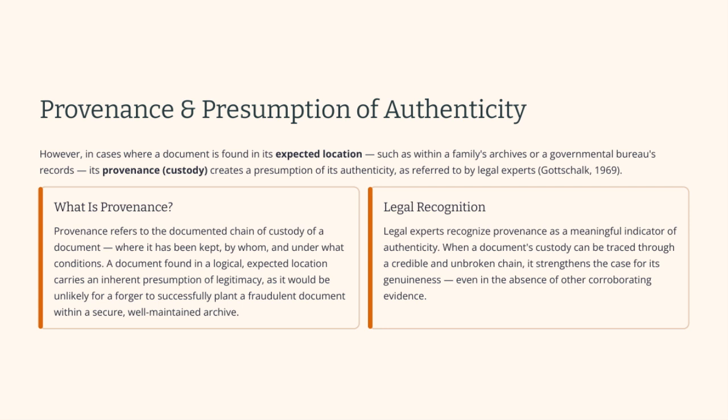Think of it this way. If a document is found in a logical expected location, such as a family archive or a government records office, it carries an inherent presumption of legitimacy. It would be quite unlikely for a forger to successfully plant a fraudulent document in a secure, well-maintained archive without detection. In such cases, the provenance or custody history creates a strong presumption of authenticity, which legal experts like Gottschalk have highlighted. So basically, the more we can establish a clear, credible chain of custody, the more confidently we can assert that the document is authentic, even without additional evidence.